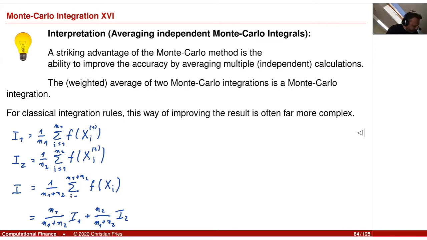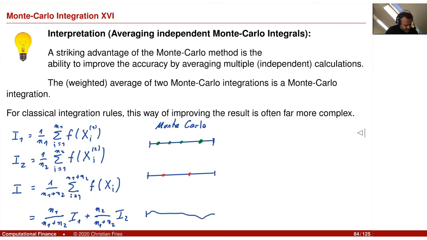So if I draw a picture illustrating this, it means that for the Monte Carlo simulation, you have maybe one Monte Carlo integration here, with a few sample points, randomly chosen. And then I have maybe another Monte Carlo integration here with some other sample points, randomly chosen. So maybe just two. But then I can combine these to a Monte Carlo integration.